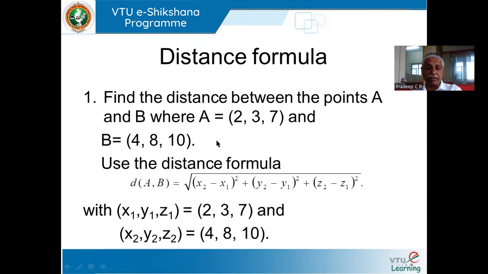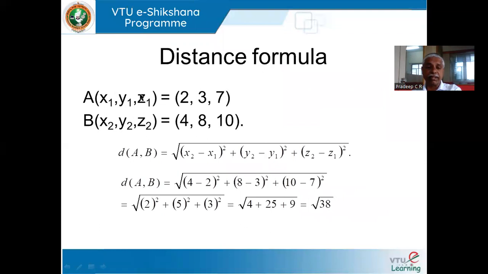Here, X1, Y1, Z1 is the first point, 2, 3, 7. X2, Y2, Z2 is the second point, which is 4, 8, 10. So let us use this. A is this, B is this. So distance between A and B is the root of (X2 minus X1) whole square plus (Y2 minus Y1) whole square plus (Z2 minus Z1) whole square. I substitute in this formula: 4 minus 2 whole square plus 8 minus 3 whole square plus 10 minus 7 whole square, whole thing under root sign.